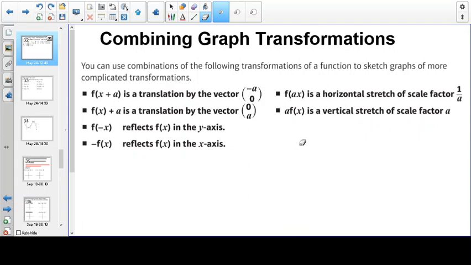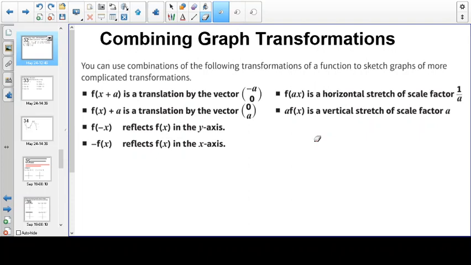Hi, this is the next video for functions. So we are continuing to look at modulus functions. For this video, we're going to look at how to combine graph transformations with modulus functions. So how to sketch a modulus function and then transform it.